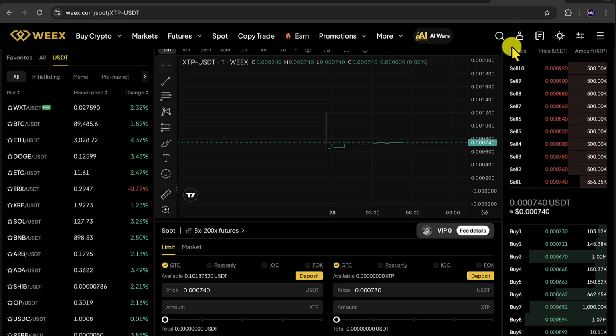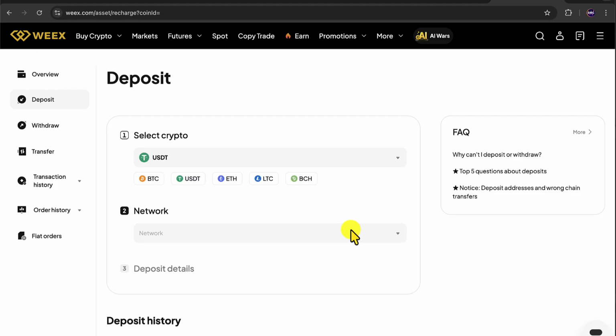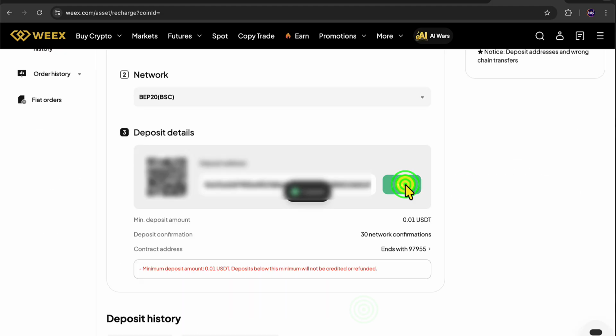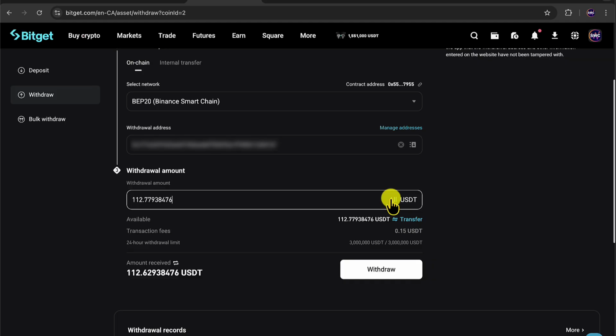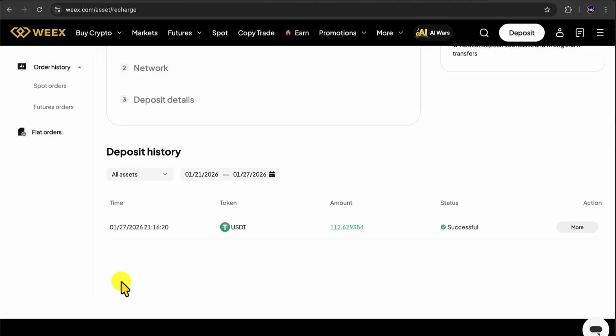So let's get the Weex address. Okay, so I'm going to deposit USDT. I'm going to use BEP20 and I'm going to copy that address. And I'm sending over 112 USDT. Okay, so it's 21:13. Let's see how long that takes to get there. Okay, so that arrived at 21:16, so about 3 minutes. Not the fastest ever, but not bad.